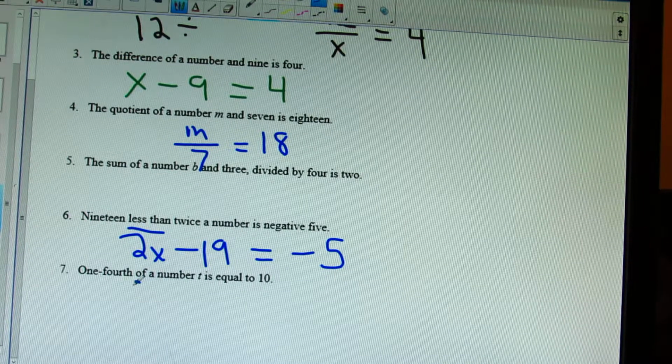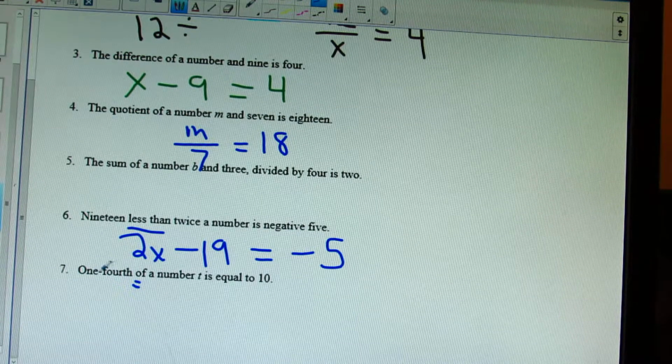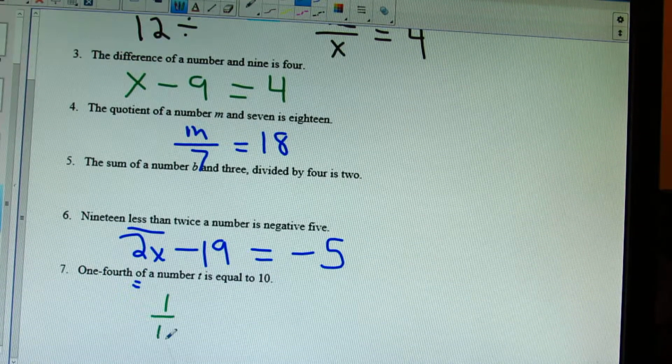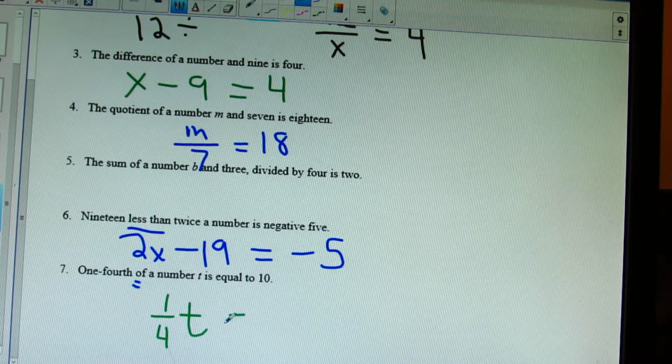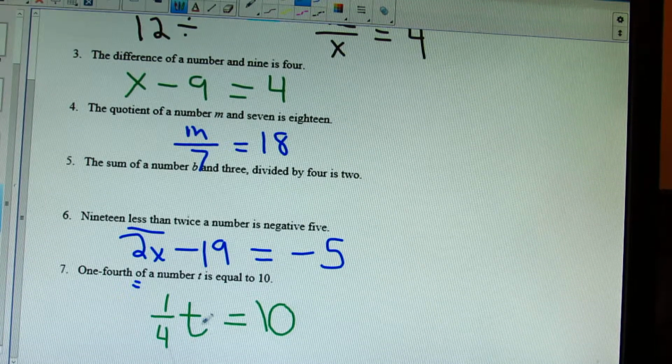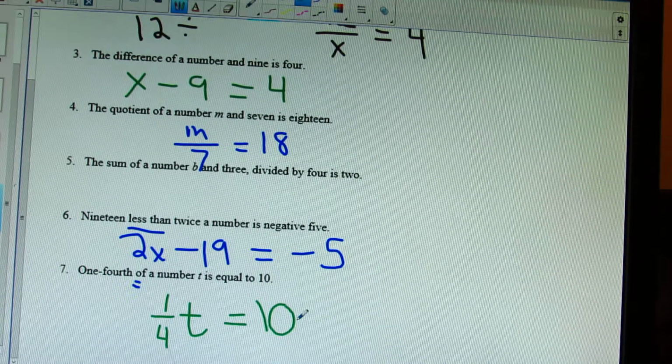The word of. It's such a small word, but it means a lot if there's a fraction or a decimal or a percent in front of it. 1/2 of something, 25% of something, 0.5 of something. That of means multiply. 1/4 of a number t, okay, they're telling you what letter to make it, is equal to 10. 1/4 of a number t is equal to 10.